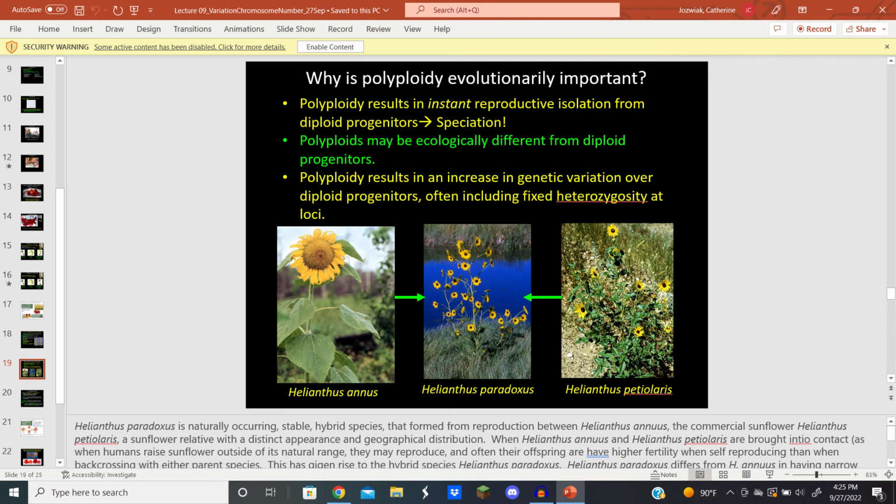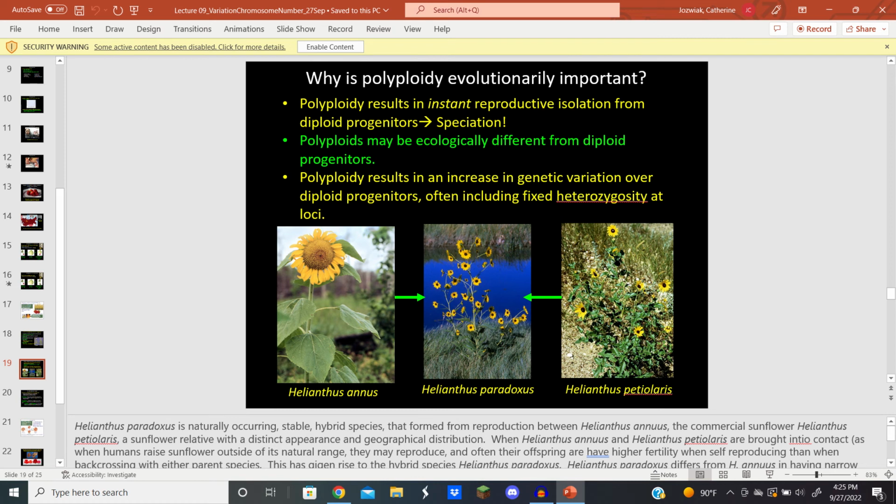Now, this has traits of both parents, but it doesn't like either of the environments that its parents live in. This actually is a plant that's really well adapted to the highly saline soils of the Great Basin area of Utah and Nevada. So completely different ecologically, can't easily backcross with its parents, brand new species. Another important thing to keep in mind is that polyploidy results in an increase in genetic variation over the diploid progenitors, and that's because a polyploid, of course, has all of the alleles of its parents. It doesn't have half, right? And so you can end up with fixed heterozygosity, resulting in some of that hybrid thing.